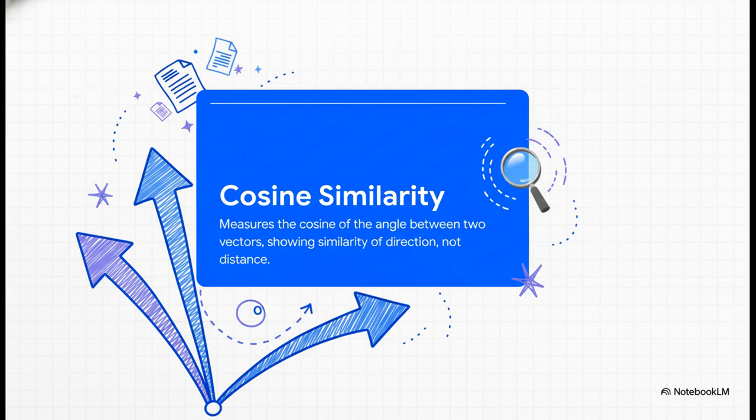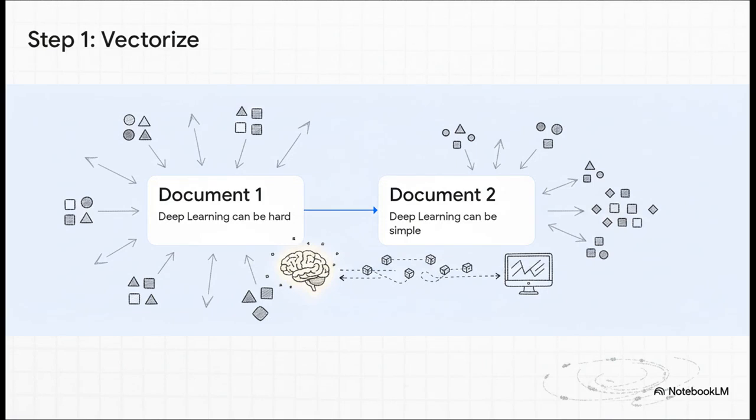And that's what we want to capture. So how in the world does this work? Let's take 2 really simple sentences. The first one says deep learning can be hard, and the second one says deep learning can be simple. Now to a computer, these are just strings of characters. The first, most important step is to turn them into numbers that a computer can actually work with.